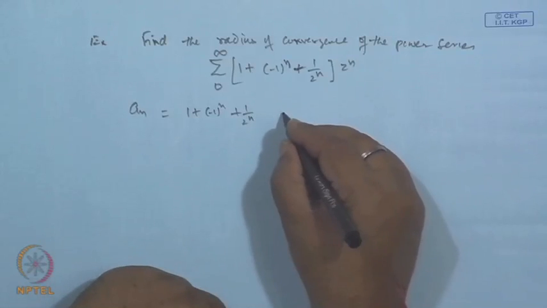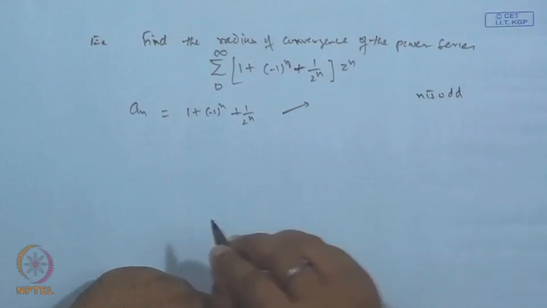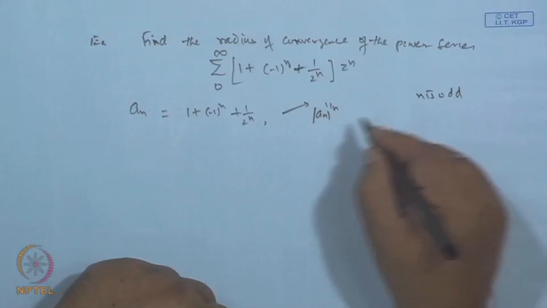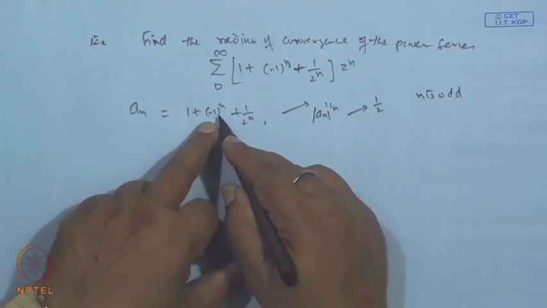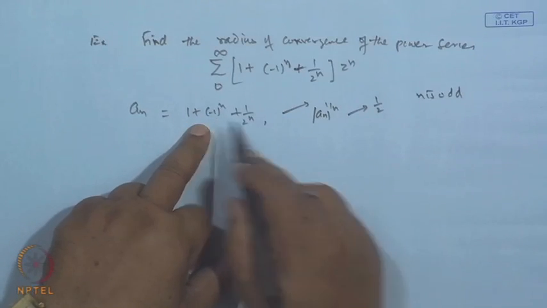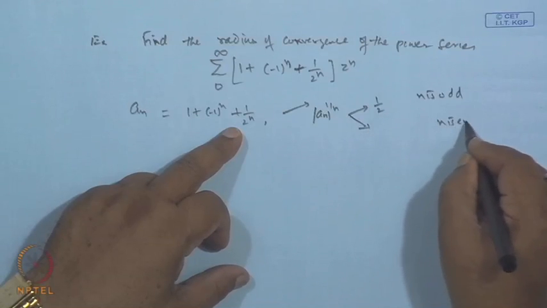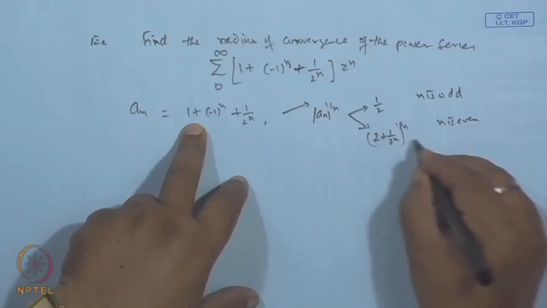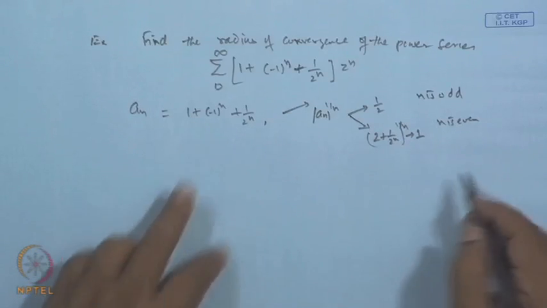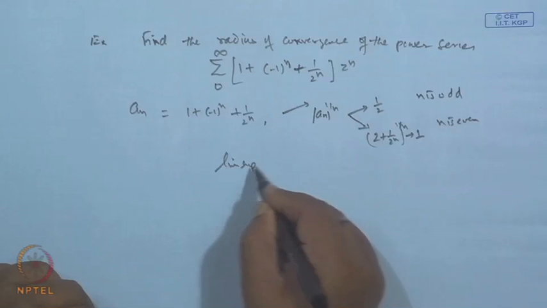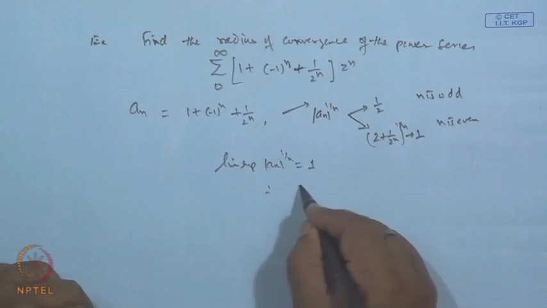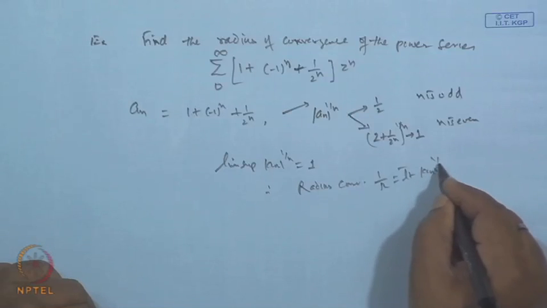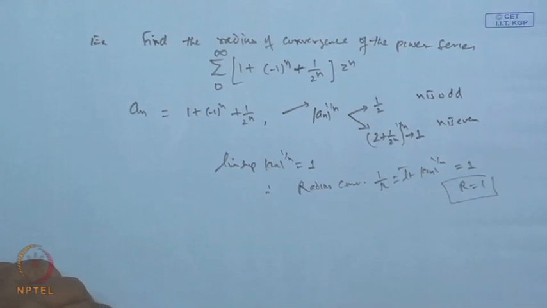So, clearly when n is odd, then mod a_n to the power 1 by n will go to half, because the term becomes minus, so this will be 0 and the power is half. But when n is even, the limit will come out to be what? (2 plus 1 by 2 to the power n) to the power 1 by n, as n tends to infinity. So, it will go to 1. So, the limits will be half and 1. So, what is the limit superior? The limit superior of mod a_n to the power 1 by n is 1. Therefore, the radius of convergence, 1 by R, is the limit superior of mod a_n to the power 1 by n, that is 1. So, R becomes 1. That is the answer.